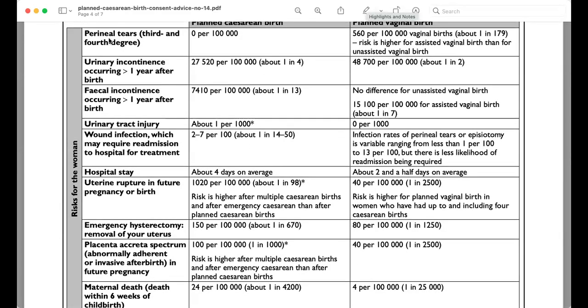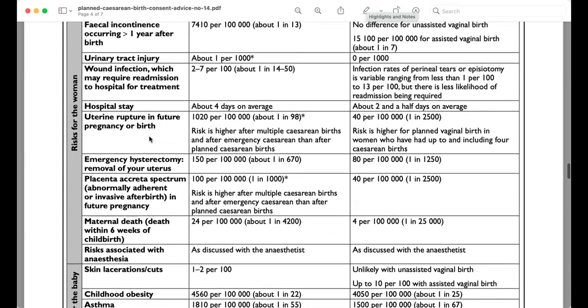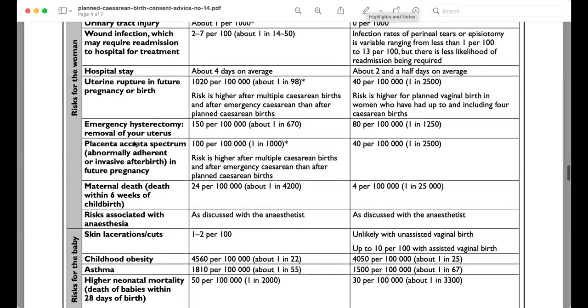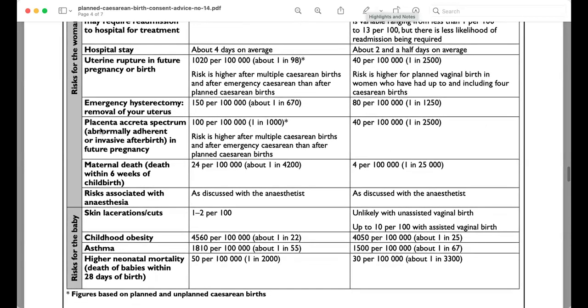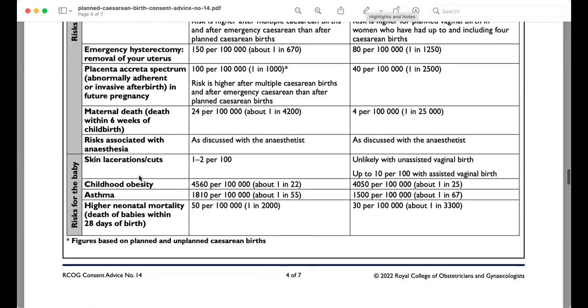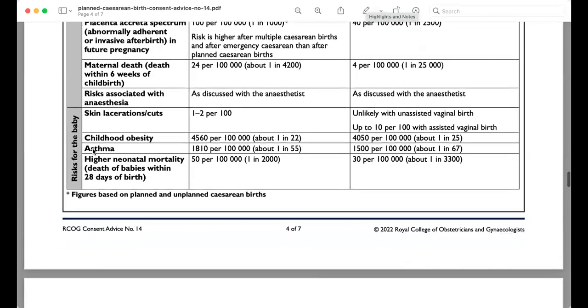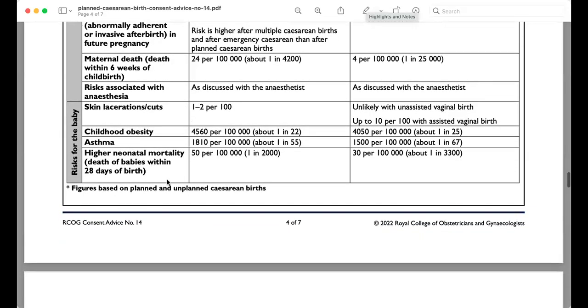Okay, so here the risk of perineal tear, urinary incontinence, fecal incontinence, urinary tract injury, wound infection, hospital stay, uterine rupture in a future pregnancy, emergency hysterectomy, placenta accreta spectrum, maternal death, even if it's rare or even very rare, so we have to mention this. Risk associated with anesthesia, skin laceration, childhood obesity, asthma, and higher neonatal morbidity.